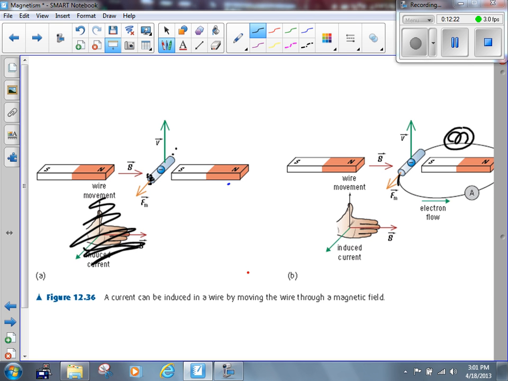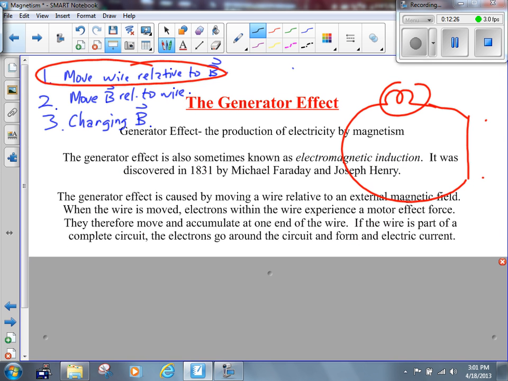That's because there's no current produced. Remember we said we needed one of 3 conditions met to get a current produced. We need to move a wire through a field, we need to move a field relative to a wire, or we need to change the field. If the condition that's being met here is moving the wire through the field, as soon as that wire stops, the current's going to stop as well. The light bulb's going to go off as well.